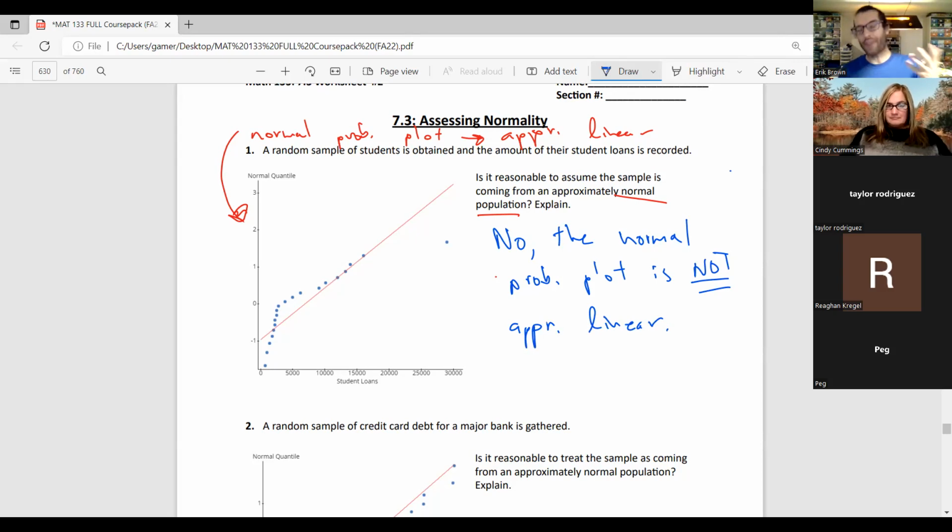What does that mean? You don't have to write this, but let's just make that clear. It means the population is not approximately normal.